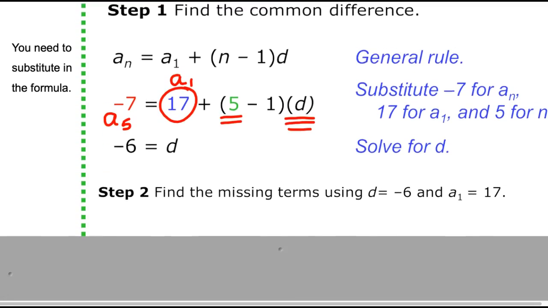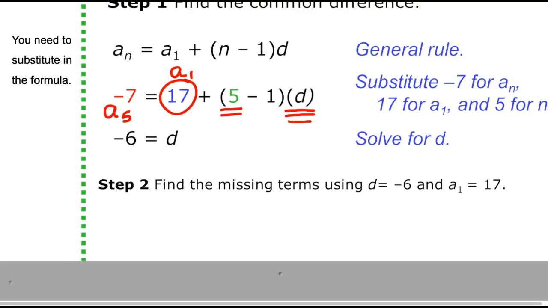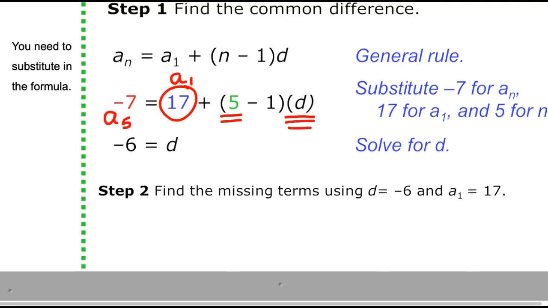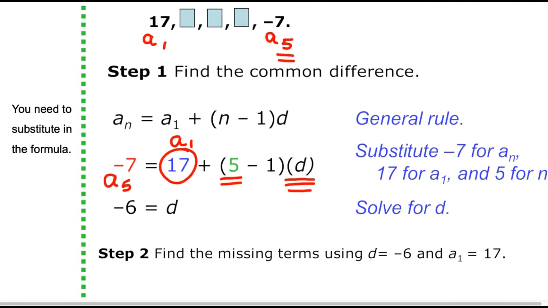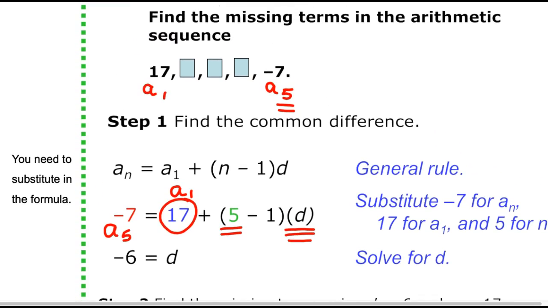And then you want to find the missing terms, and you can do that just by subtracting 6 from each term. So if the common difference is -6, then 6 subtracted from 17 is going to be 11, and 6 subtracted from 11 is going to be 5, and 6 subtracted from 5 is going to be -1.